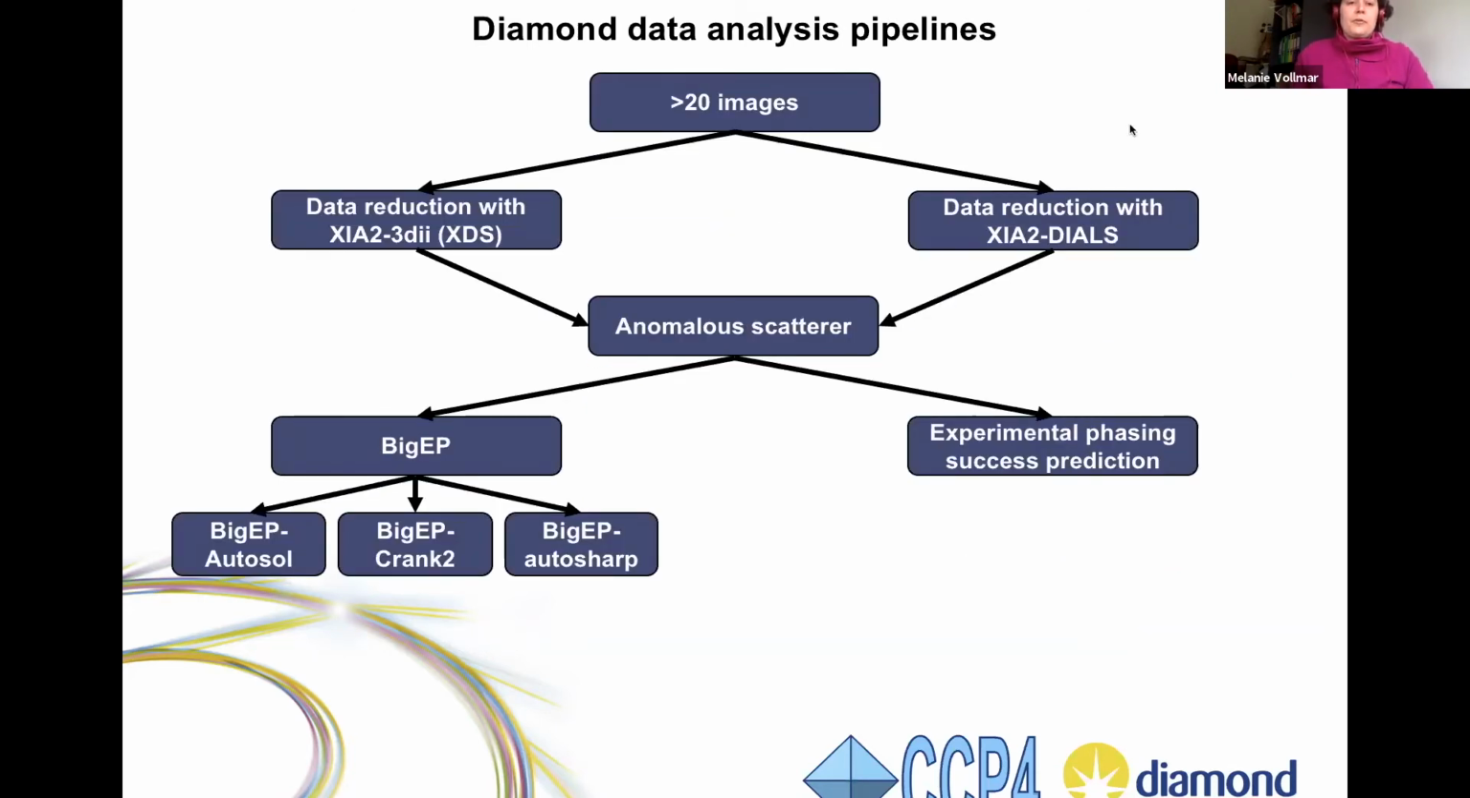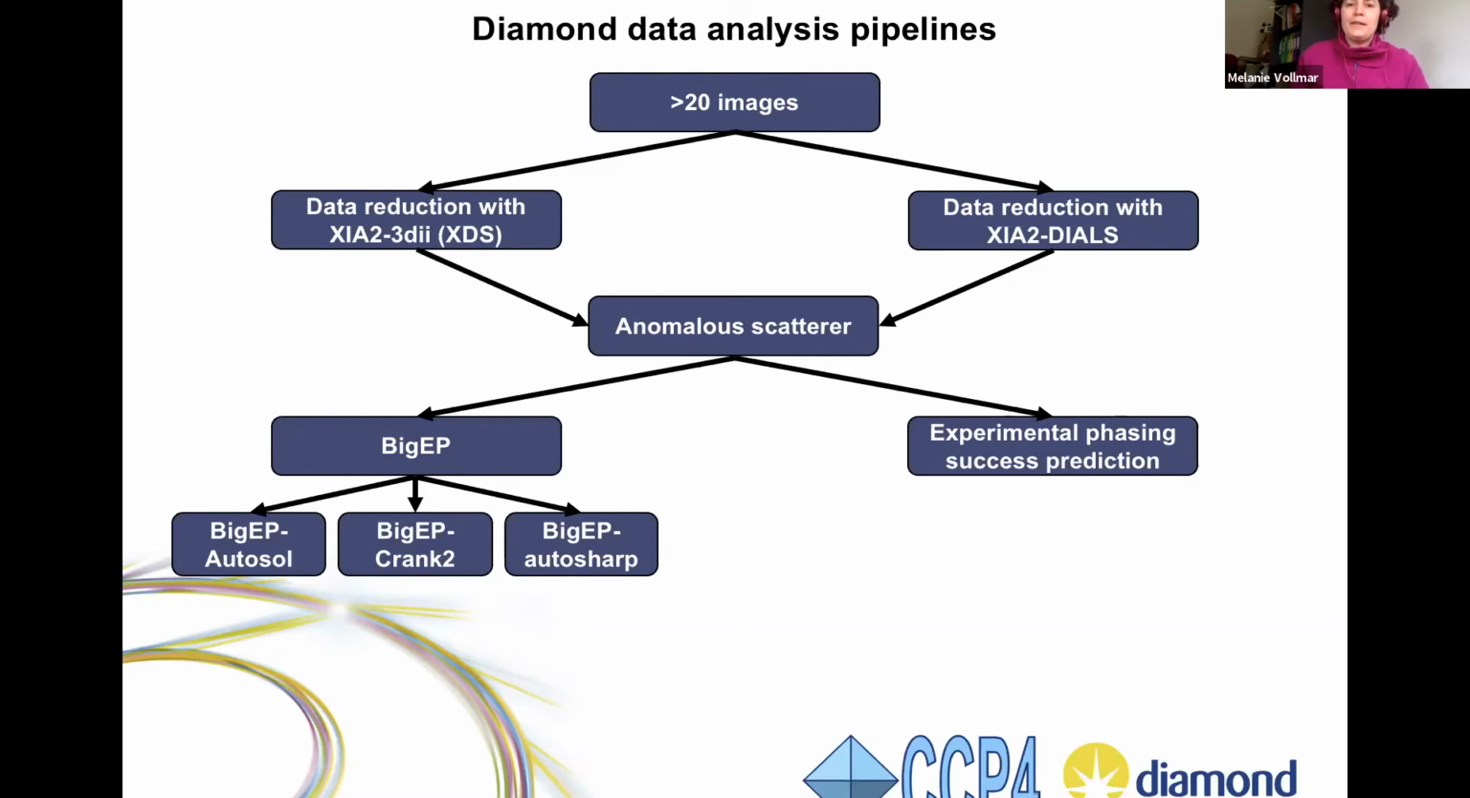So in detail for my system, that means that I have more than 20 images coming off. The ZR2 pipeline, I only said it runs on the data, doesn't specify more. It actually does a bit more. It has two different integration engines it runs under the hood. So you branch off into two parallel runs here, one running the software XDS and one running the software Dials. They both then still rely on an anomalous scatterer to be defined. And when we have that, these two branches run in parallel, run Big EP with those three internal substeps. So you get, again, three outputs. There's a lot of parallel running going on here.